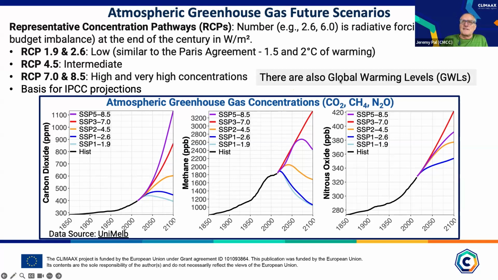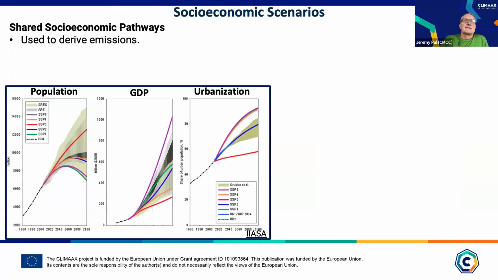I don't want to get into this here, but there's also something called global warming levels that we consider. So it's looking at the response to specific levels of warming. For example, you can see when the global temperatures reach 1.5 degrees or 2 degrees, and see how the climate of a particular region responds to that warming. And that's often another way to look at these climate change projections.